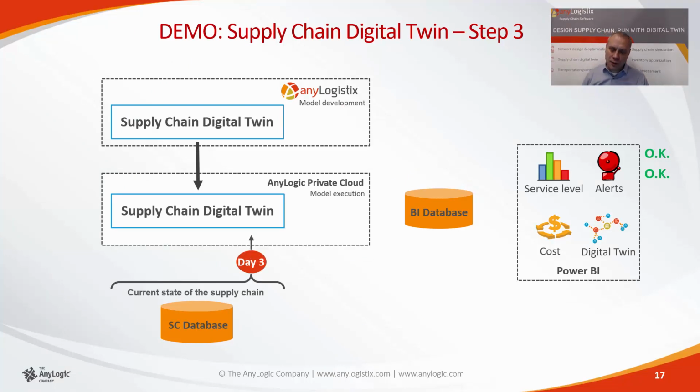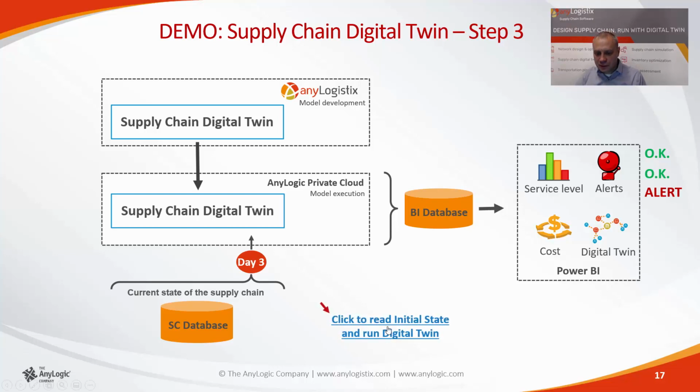Now we will read the initial state for day 3, September 26. Then again, the digital twin will simulate or do the prediction, and we'll see that the service level is dropped finally. So let's run it.